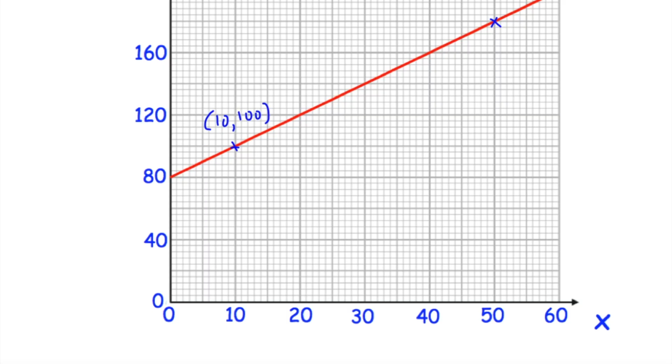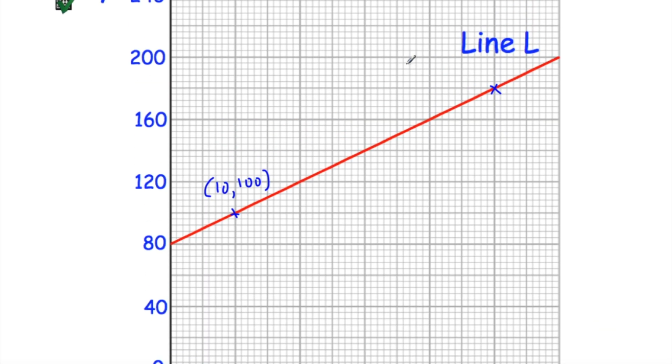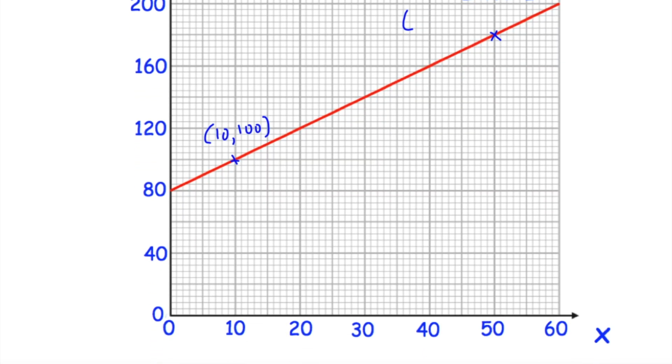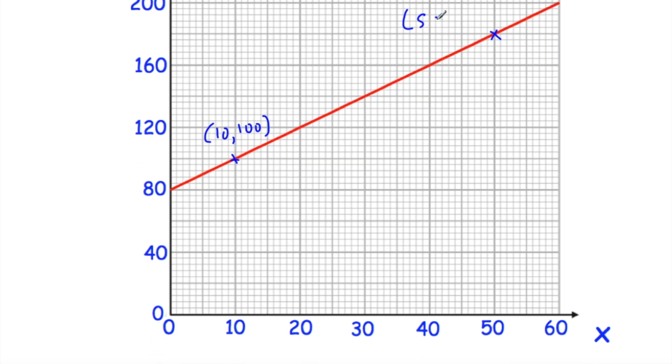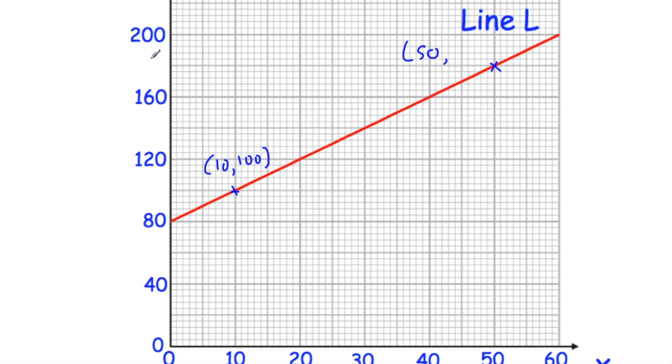So that's the coordinates of that point. In terms of this point up here, the coordinates would be, well, it's 50 across, and in terms of the height, it's in between 160 and 200, so that'll be 180. So that would be 50, 180, so 50 across, 180 up. So we've got our 2 points.